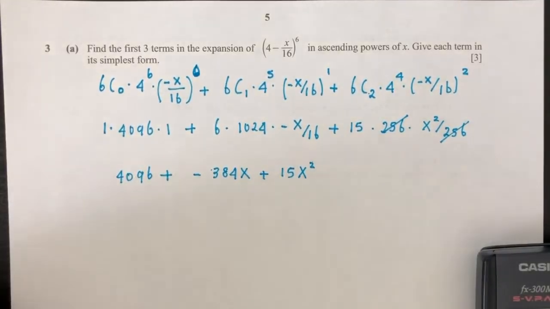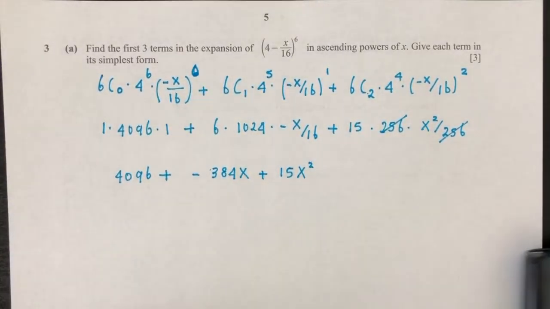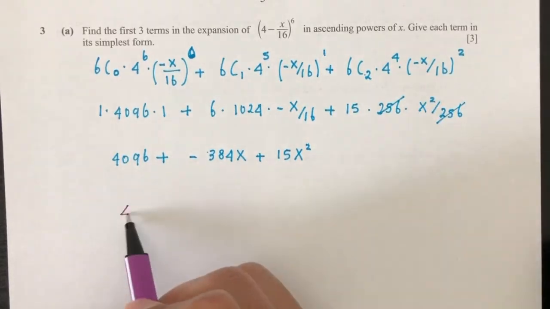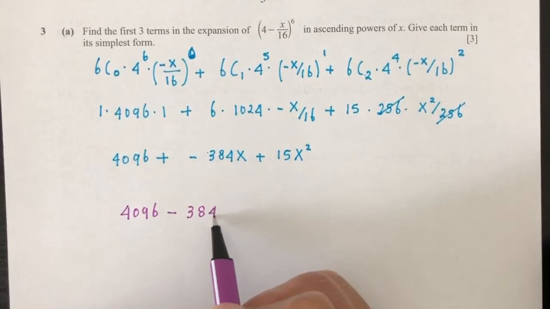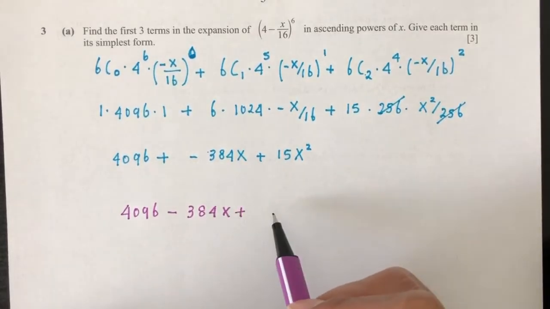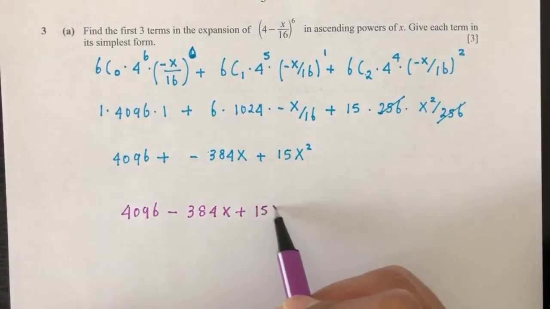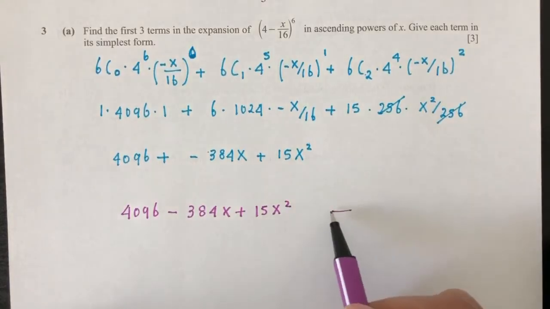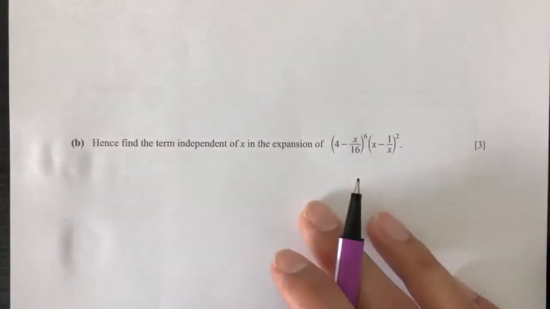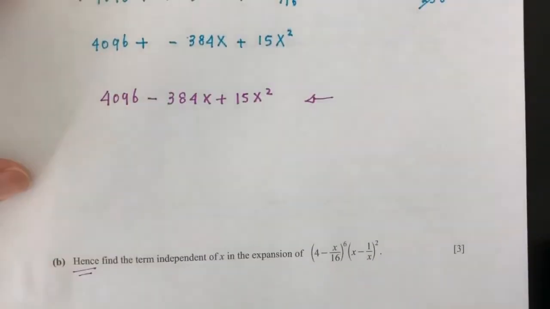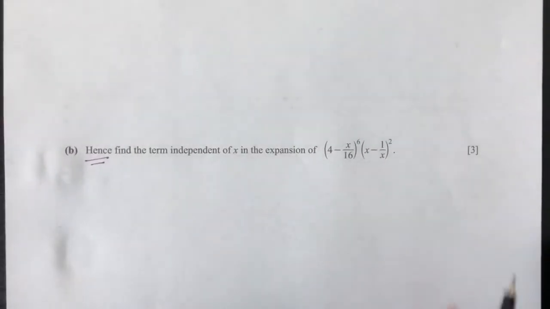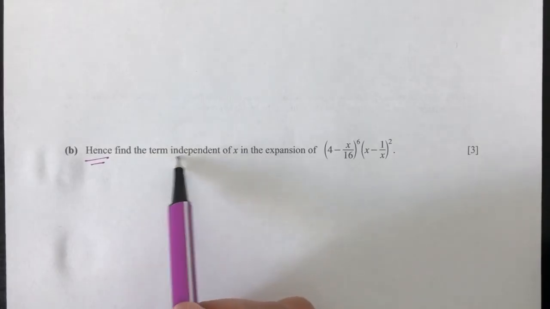So let's rewrite this down properly now. The first 3 terms in the simplest form will be 4096 minus 384x plus 15x squared. That will be the first 3 terms. Now for part B, whenever you see hence, it means you have to use part A, right? Now it says, hence find the term independent of x.